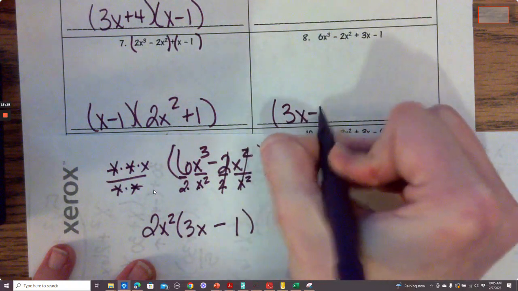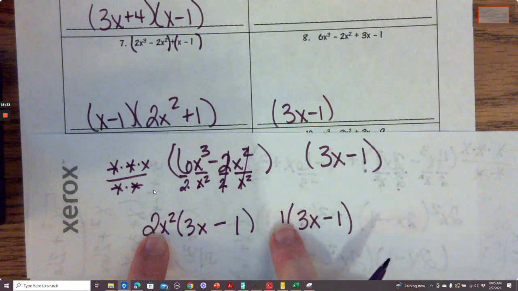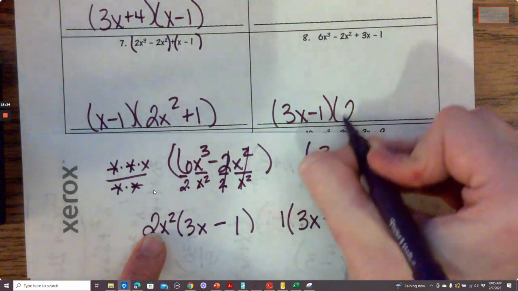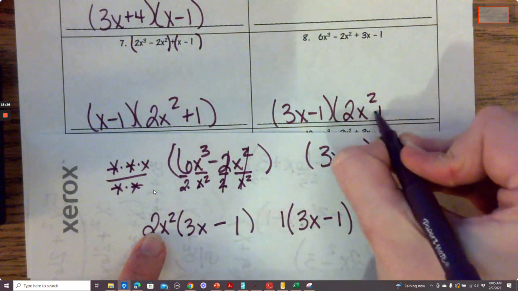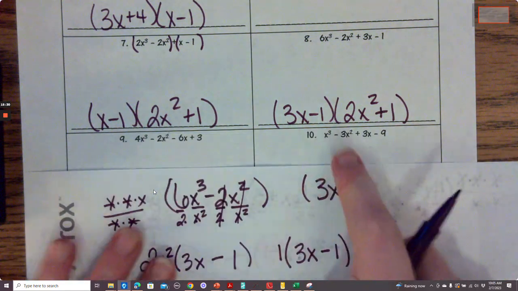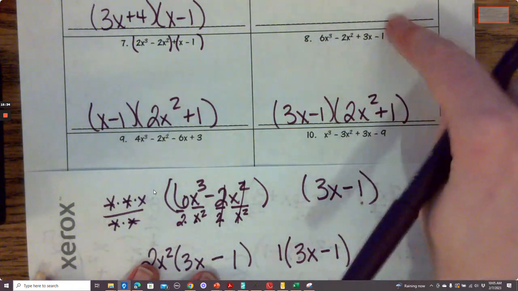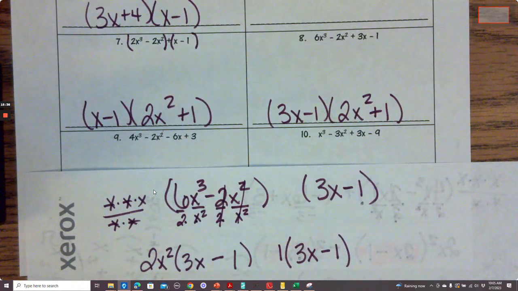So 3x minus 1. And then what's on the outside? 2x squared and a positive 1. 2x squared, positive 1 is my other factor. So that leaves 1. There's only one that's that grouping method that you have to do. The other two up here slip and slide.